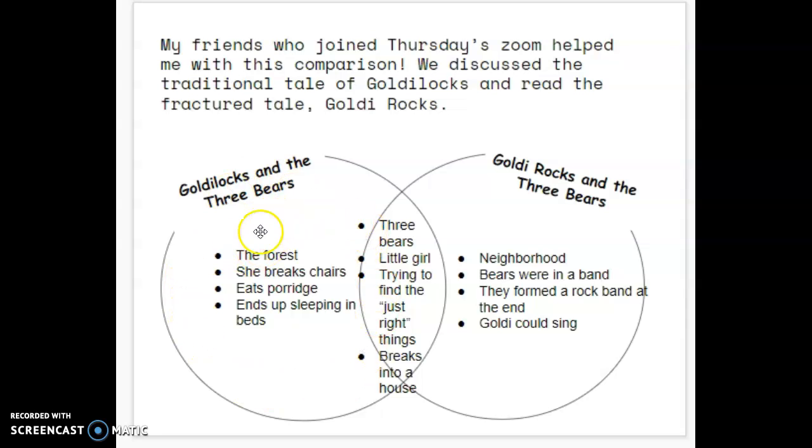So Goldilocks, she's in the forest, she breaks chairs, she eats porridge, she ends up sleeping in beds. Goldie Rocks, it's in a neighborhood. The bears were in a band. They formed a rock band at the end with the Goldie Rocks and the Three Bears, and Goldie could sing. And then how they're similar, they both had three bears, a little girl trying to find the just right things. In both stories, the little girl breaks into a house that is not hers.